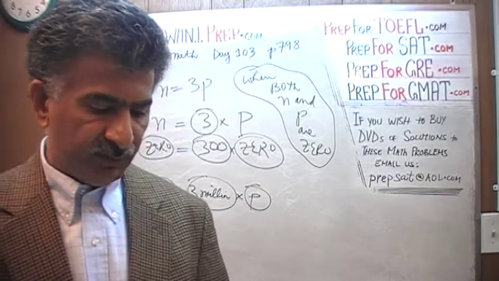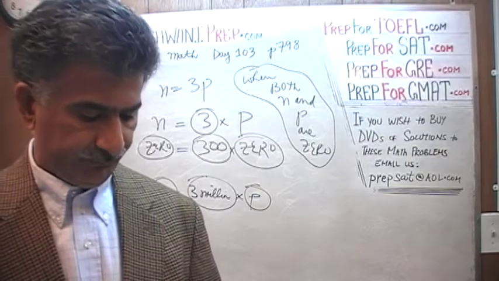The question is, for what value of p is n equal to p? The answer is 0. The answer is A.